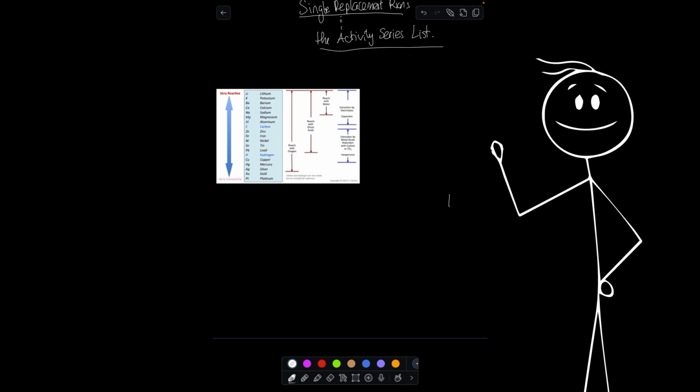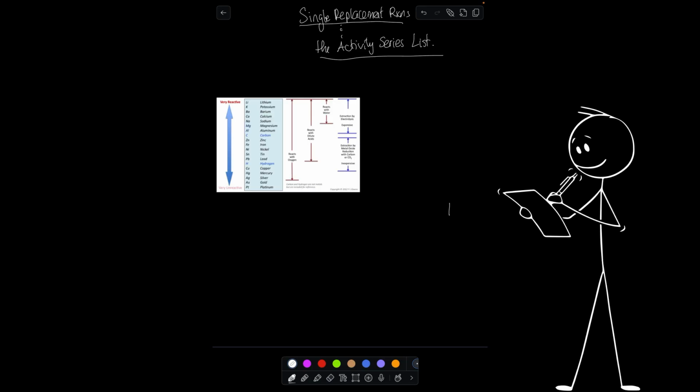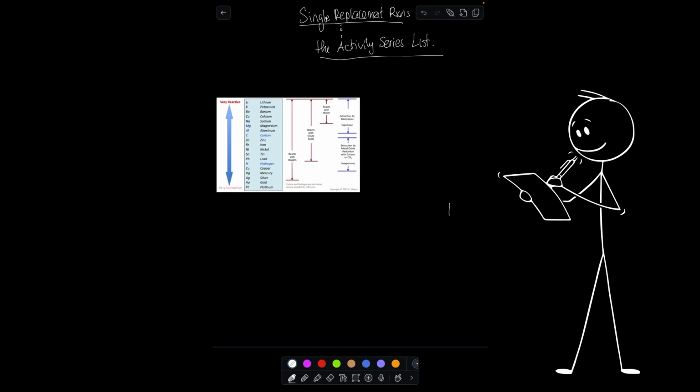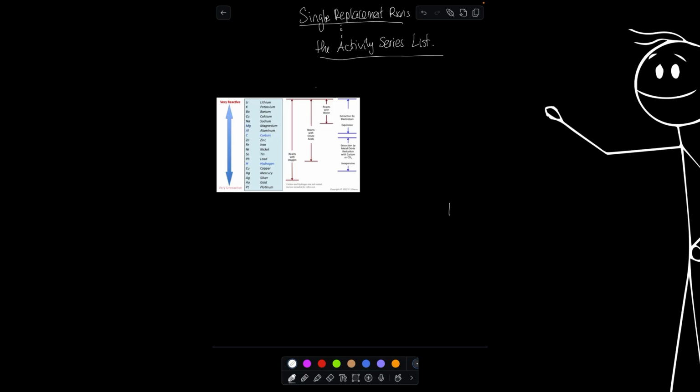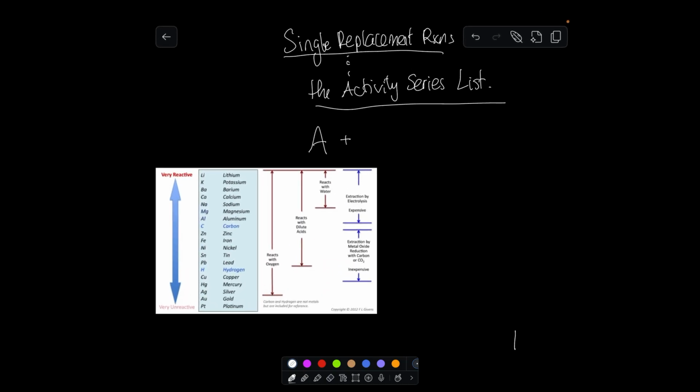Hello everyone. Today we're going to talk about single replacement reactions and the activity series list. Single replacement reactions are reactions that follow this pattern. We have a single element that basically breaks up a couple, usually ionic.